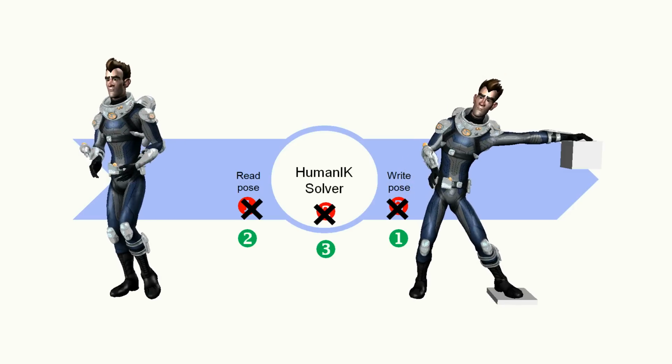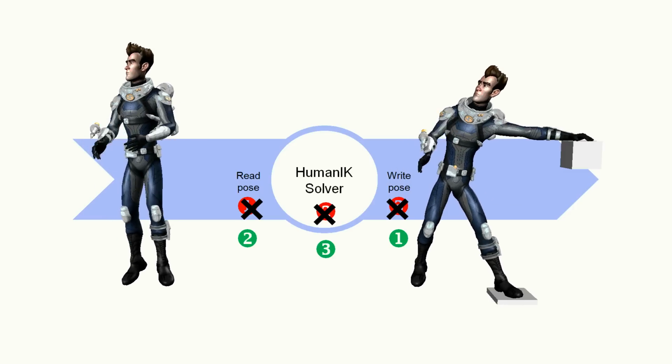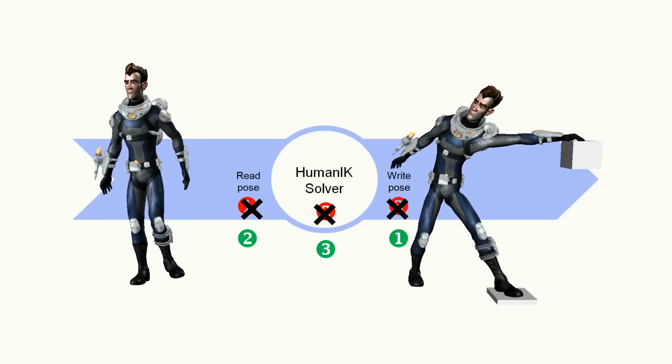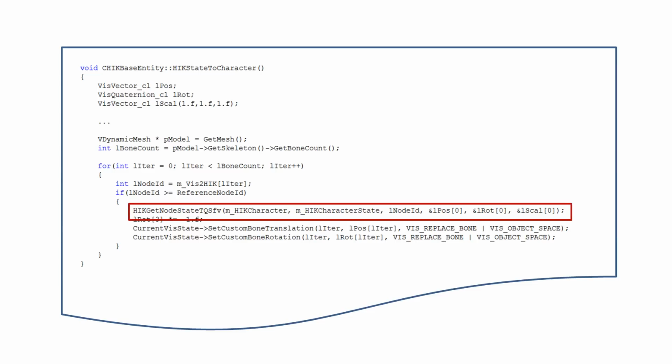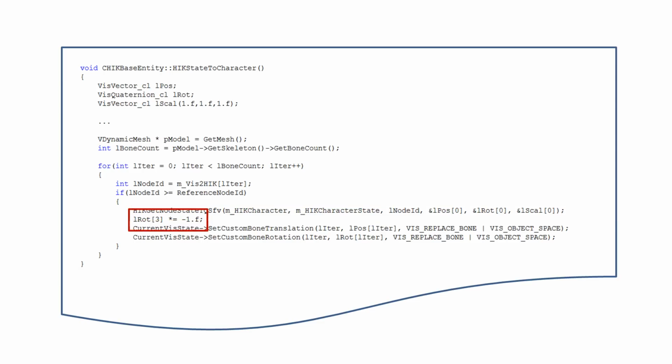So first, we should implement a way to write a character state back to our game engine. In order to do this, we need to call the HIK getNodeState function for each node in the character to retrieve its transformation in the HumanIK space. Then transpose this transformation in the game engine space, and finally send this information to the game engine animation system.